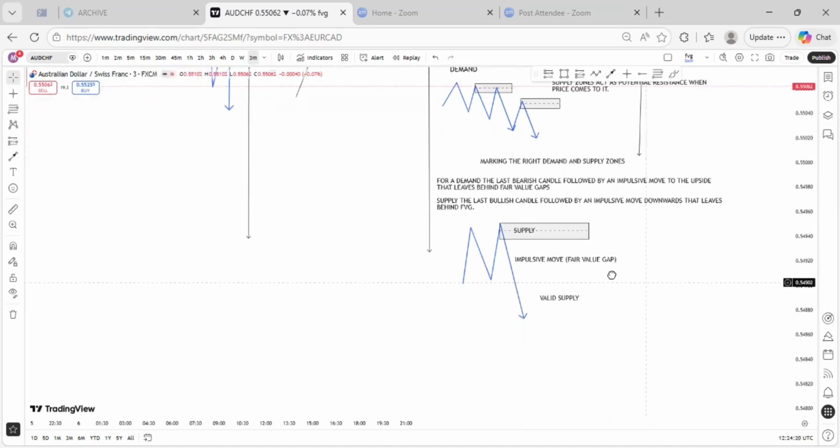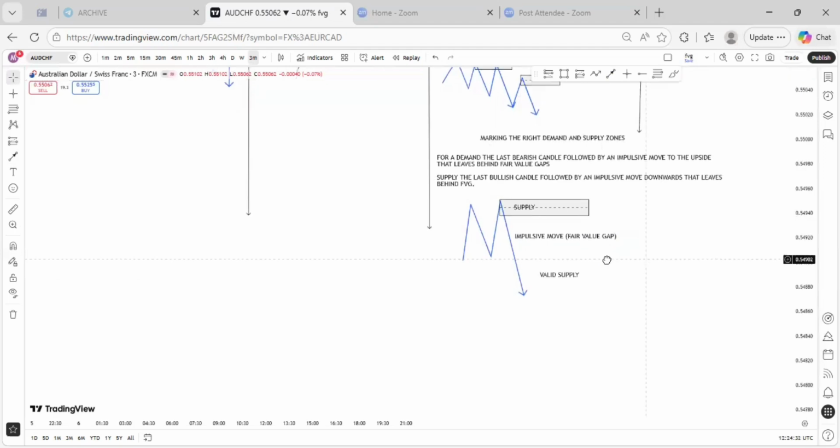So let me just quickly explain that and show you how you can know a valid supply and a valid demand zone, right? So in a valid supply zone, let's say this example over here is a supply example, right? So this is our break of structure over here, right? And as you can see, we had what? An impulsive move. We have a push downwards, right? And this push left behind what? A supply zone, right?